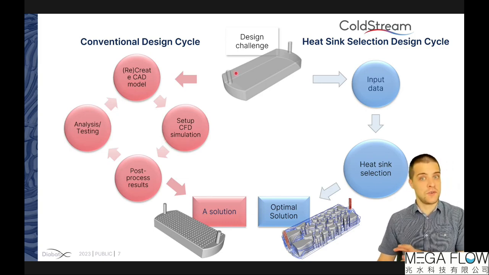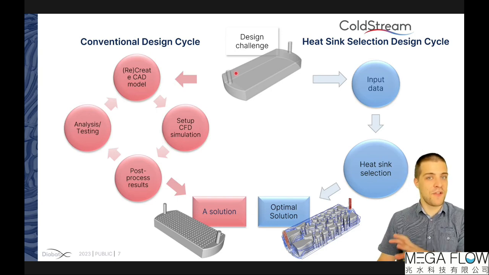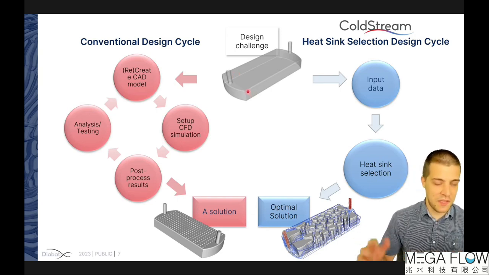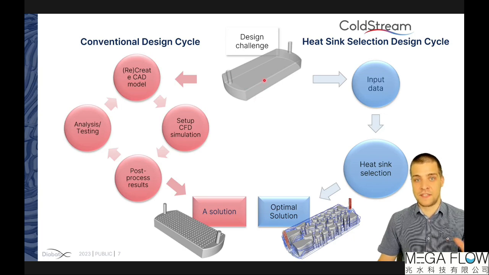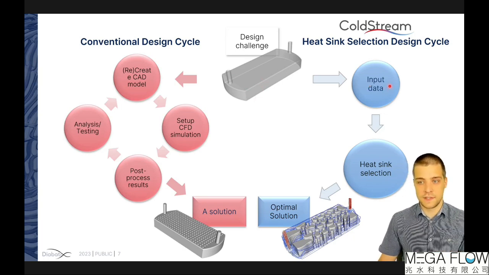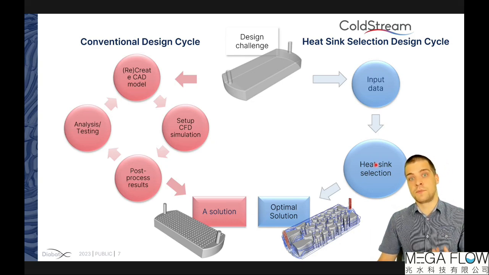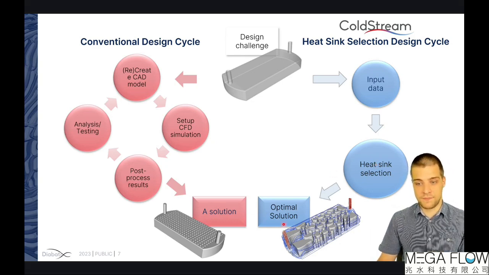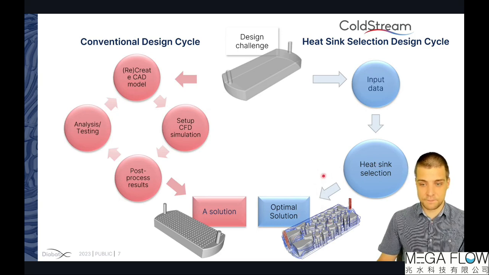What you can also do is completely break away from this design cycle by using generative design software like ColdStream, where you basically upload your geometry, you fill in some data. I'll get back to that in the next slide. And then ColdStream will fully autonomously cycle through hundreds and hundreds of designs, making small modifications each time to get to the best possible solution for your application. And it can look something like this.